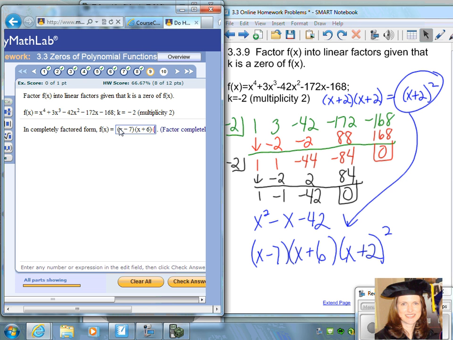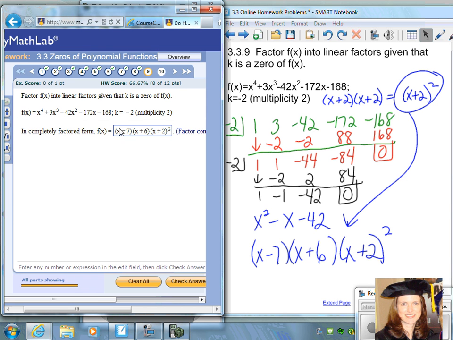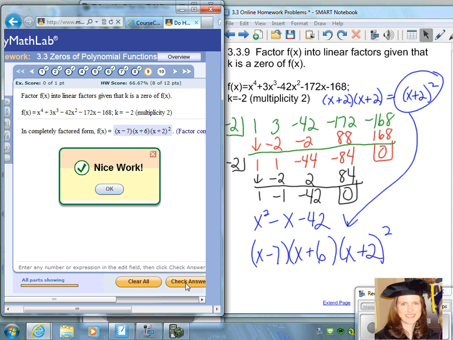Now it doesn't matter what order you put these factors in, as long as all of them are listed and they're multiplied together. So we have x minus 7, x plus 6 is a factor, x plus 2 quantity squared. It's a repeated factor. We say it has a multiplicity of 2.